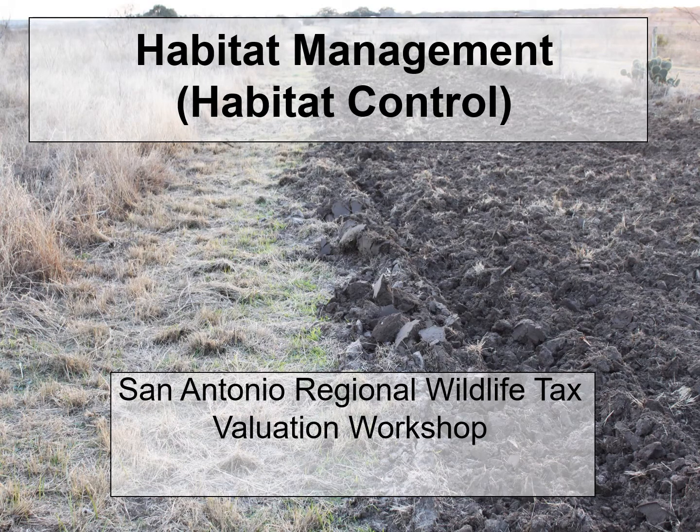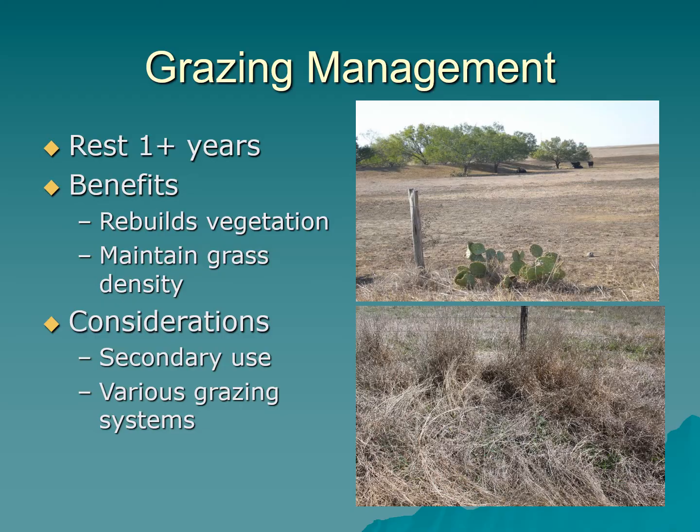So habitat management or habitat control is the first category on your wildlife management plan. And so we're going to start with that. So under this, the first option is grazing management. So this could be things like resting your property for 1 or more years, changing it to rotational grazing system, implementing a different type of grazing system. And the goal would be to rebuild vegetation, maintain grass density, increase plant diversity and grass diversity on your property.